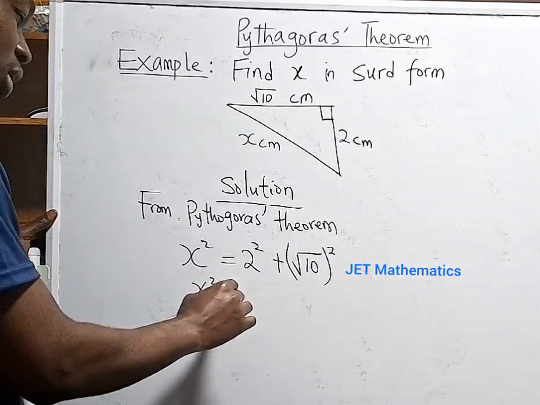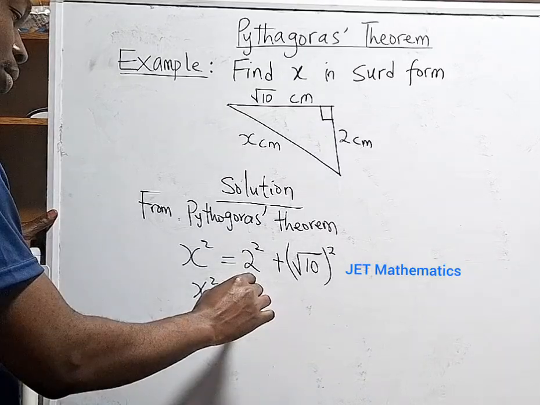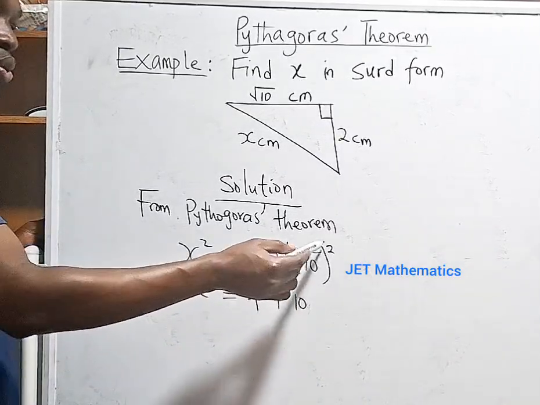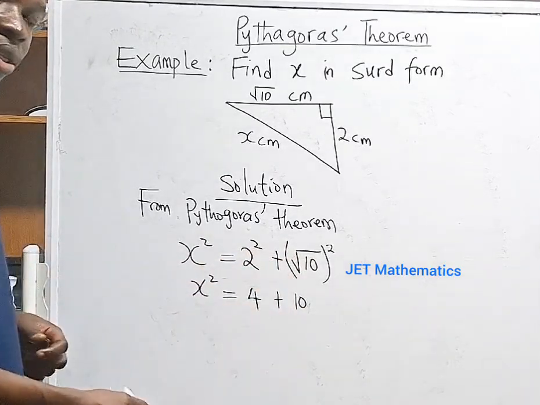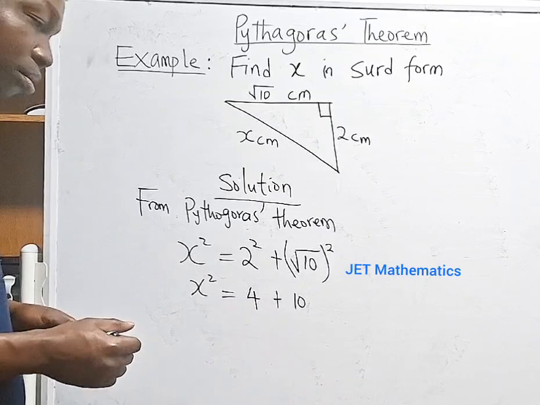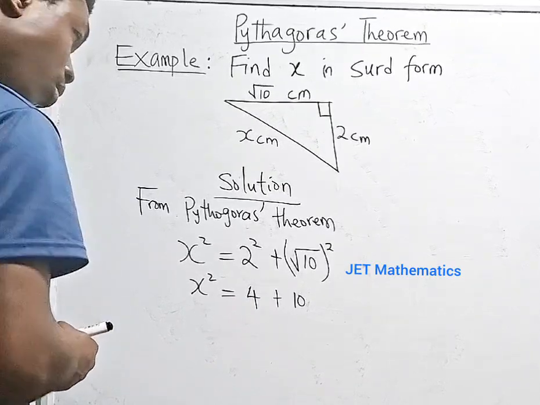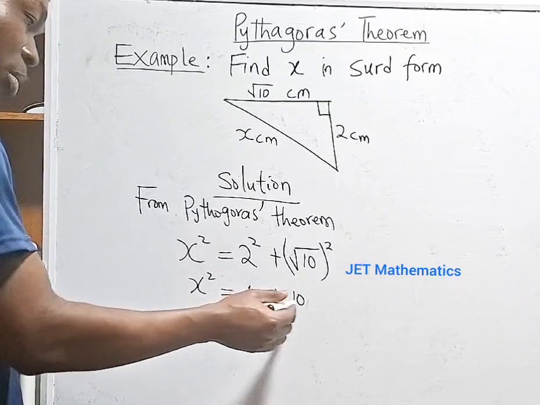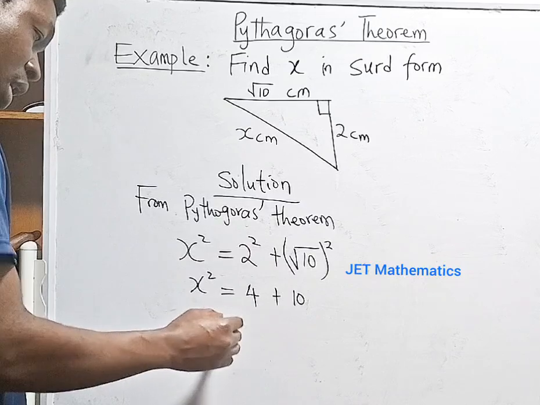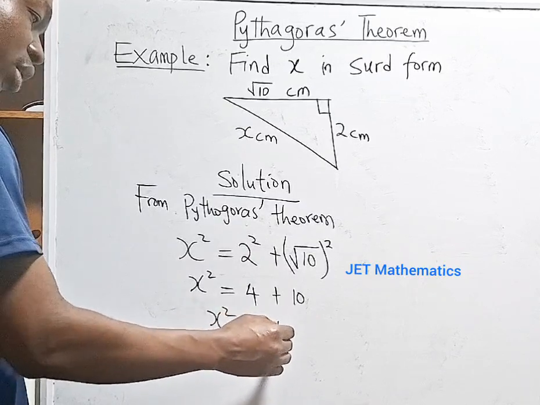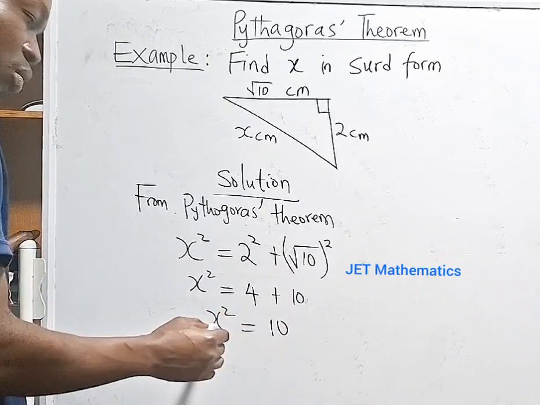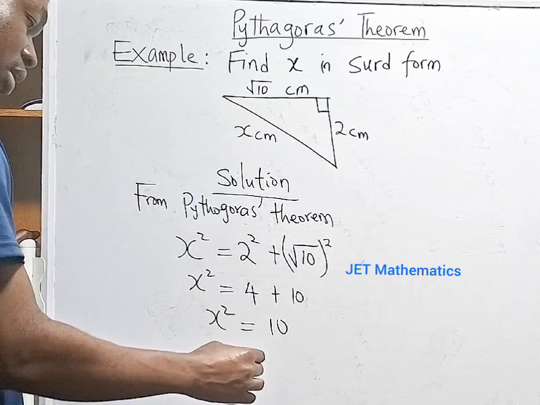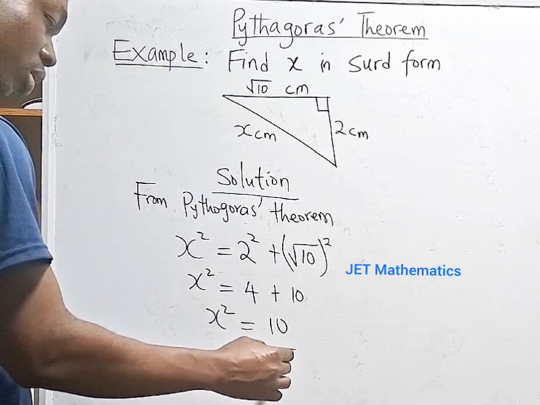Fine. So at this point, we continue. So s squared is equal to 4 plus 10. So the square of root 10 is 10. Then we sum these up and we have s squared is equal to 14. And then we take the square root of both sides.